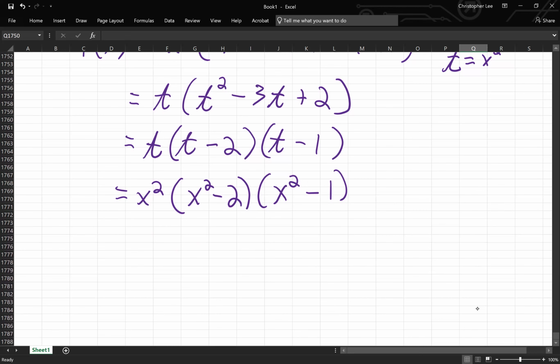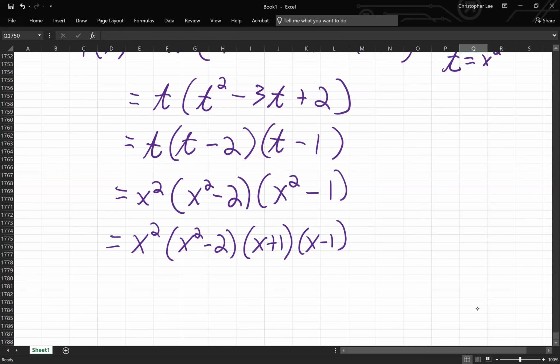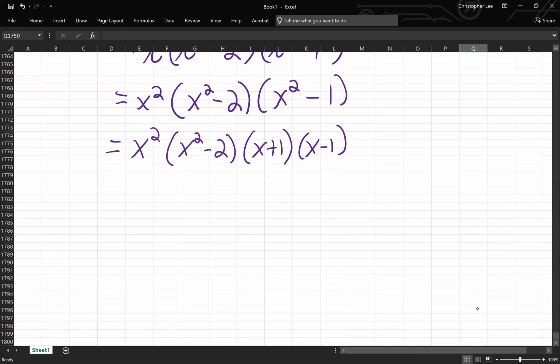You already know what's going to happen with that x squared minus 1, difference of two perfect squares. So this is x squared minus 2, x plus 1, x minus 1, right? Set each one of these equal to 0. You already know. So boom.